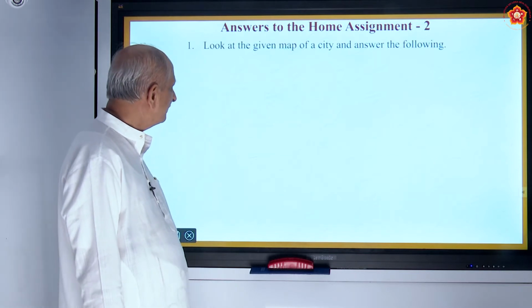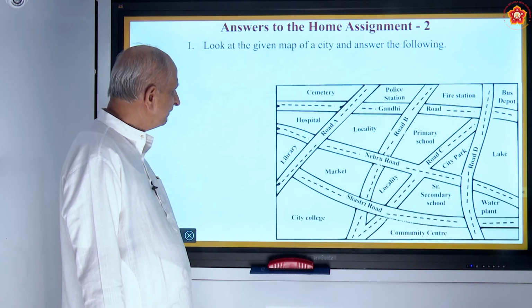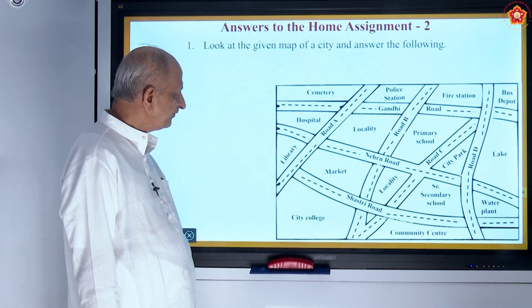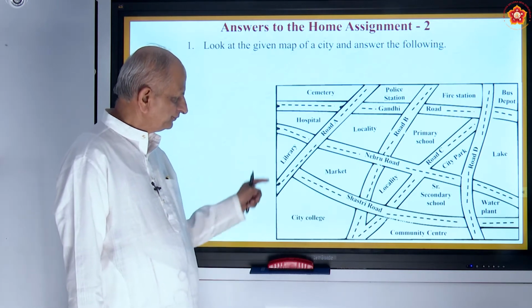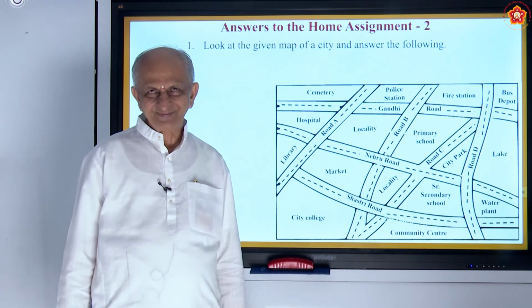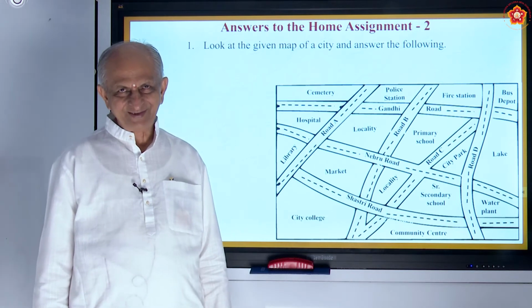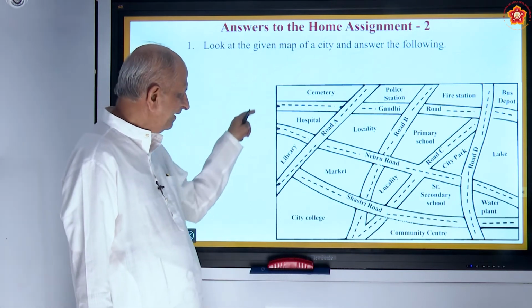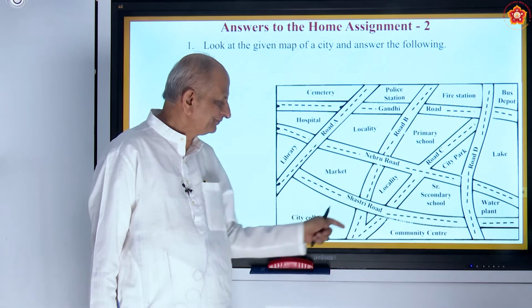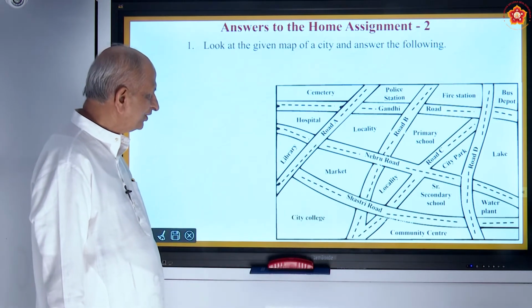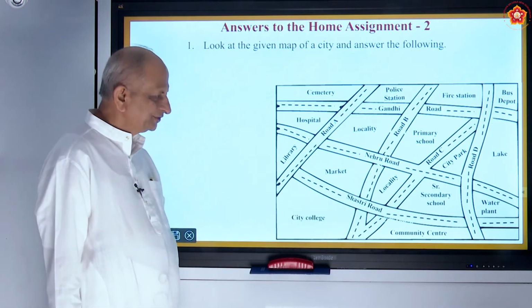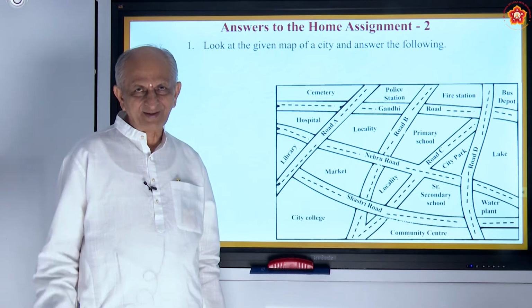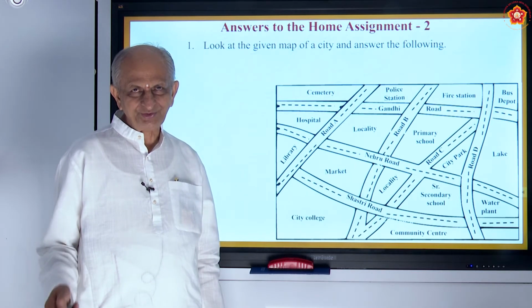Coming to the home assignment: look at the given map of a city and answer the following questions. You have tried, no? So this is the map of the city, and here you are asked to color it. Shall I do the coloring? Ready? 1, 2, 3.